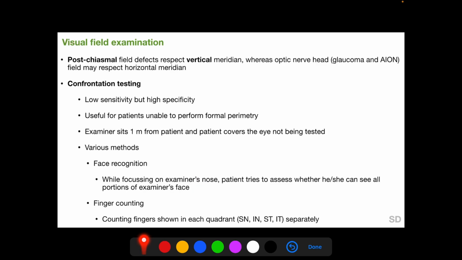Coming to visual field examination, field defects arising from post-chiasmal lesion respect vertical meridian. This is because of the decussation of the nasal retinal fibers in the optic chiasm, whereas optic nerve head lesions such as glaucoma and AION have field defects respecting the horizontal meridian. Here we must remember that occipital lobe lesions may have field defects respecting both the vertical and the horizontal meridian.